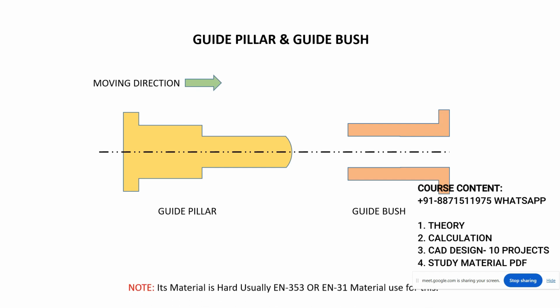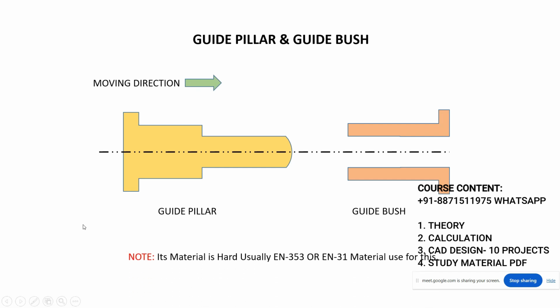See here, this is the moving direction. So you can see that the guide pillar will be on the moving side, so it will be on the core side. Understood? If I am talking about the material of the guide pillar and the guide bush, what will be the material for these two elements? Tell me.